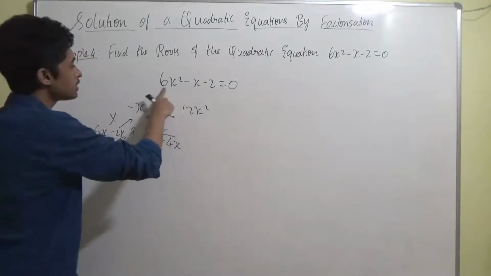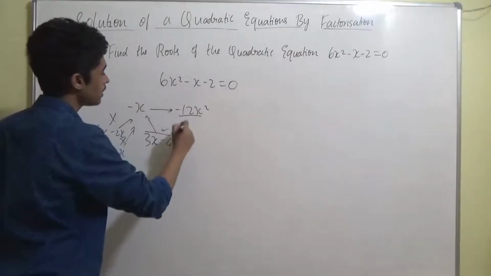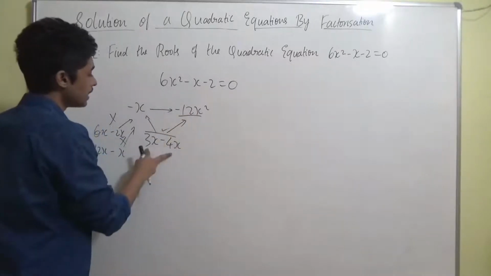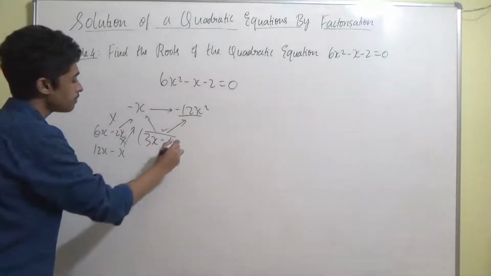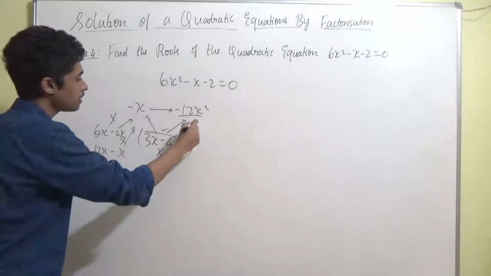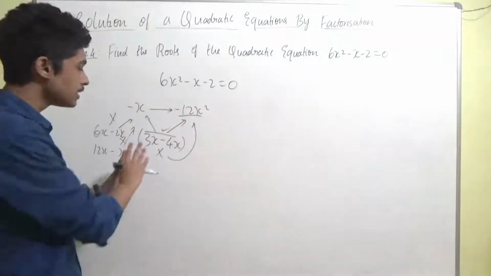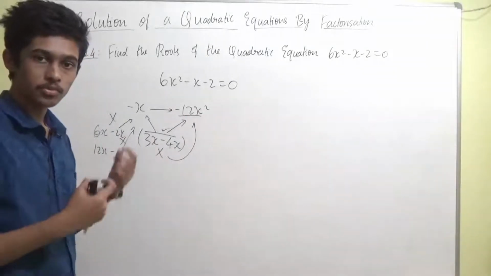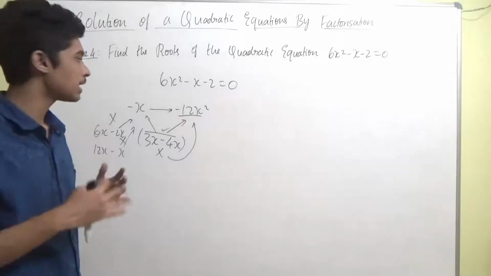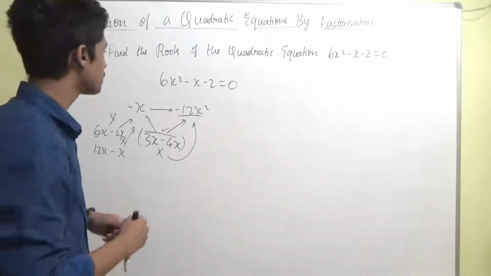So here if you see, it is 6x square, and minus 2, that is minus 12x square. So in either way you are getting it. If you add them, you are getting minus x, which is the middle term. And when you multiply them, you are getting minus 12x square, which is the product of the first and the last term, which means this is how we are going to split the middle term, guys. You have to try different combinations in your mind, hit and try, and then you'll find the factors, right?